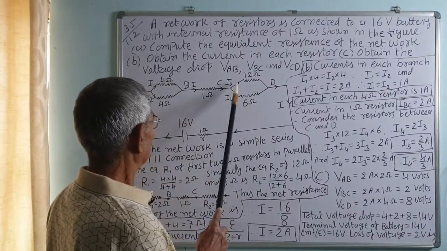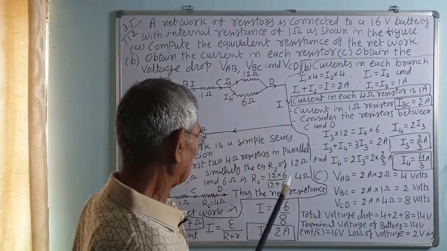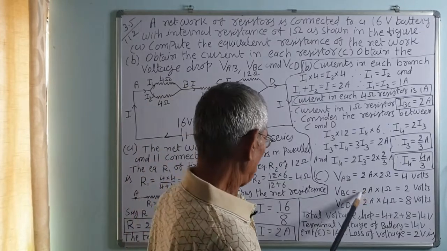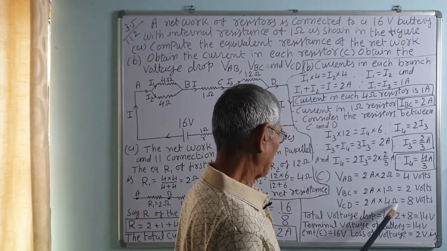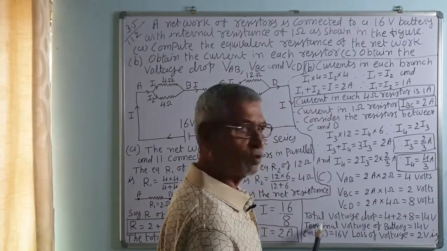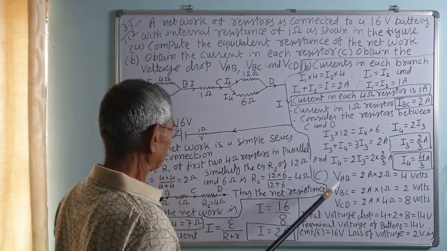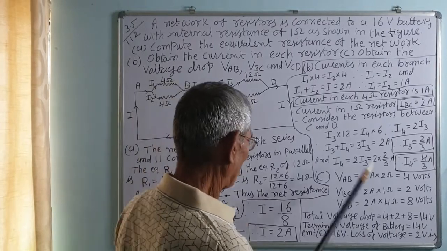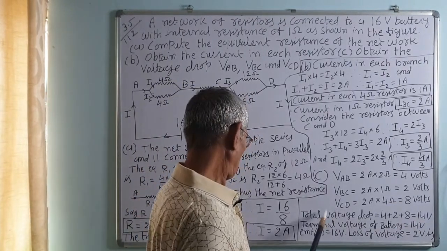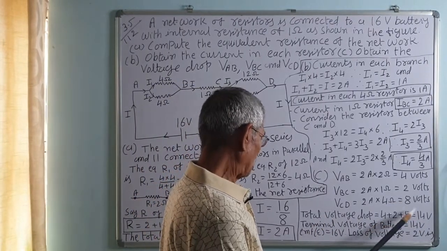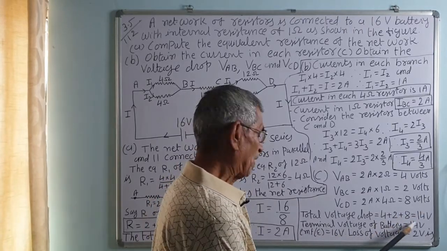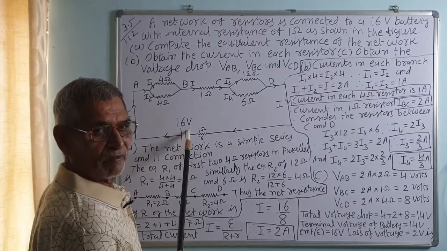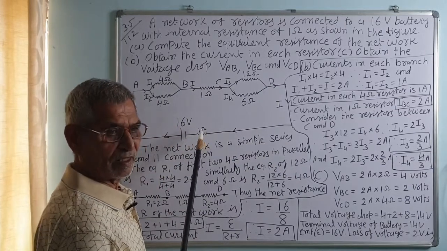VCD, this resistance, equivalent resistance is 4 ohm. So, voltage is current into resistance, that is 2 ampere into 4 ohm, that is 8 volt. The total voltage is 4 volt plus 2 volt, 6 volt, plus 8 volt, that is 14 volt. 4 plus 2 plus 8. The terminal voltage of the battery is 14 volts. So, terminal voltage of the battery, when it is sending a current in the circuit, is 14 volt.